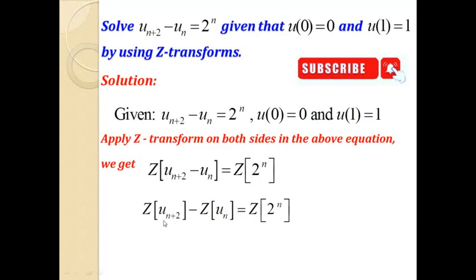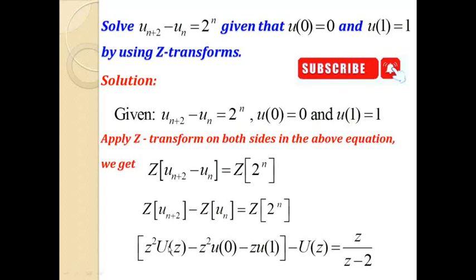Also we know what is Z of u(n+2). That is nothing but z square capital U of z minus z square u of 0 minus z u of 1. And also we know Z of u(n) is nothing but capital U of z, and that is equal to the right hand side term, we can write z by z minus 2. How will we write this one? We know Z of a power n is nothing but z by z minus a. Here a value is 2, so we get z by z minus 2.